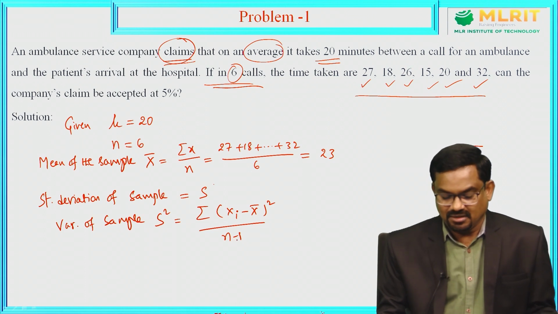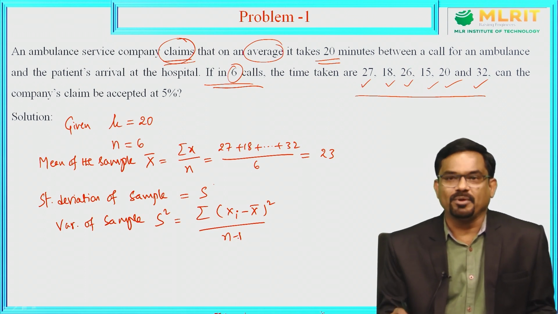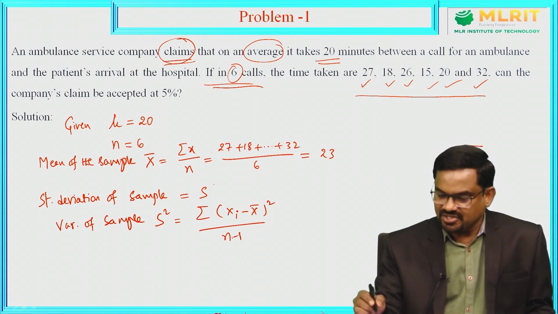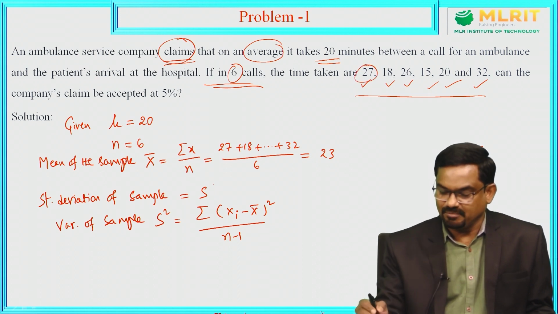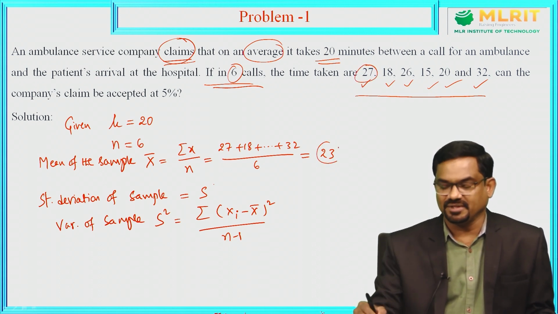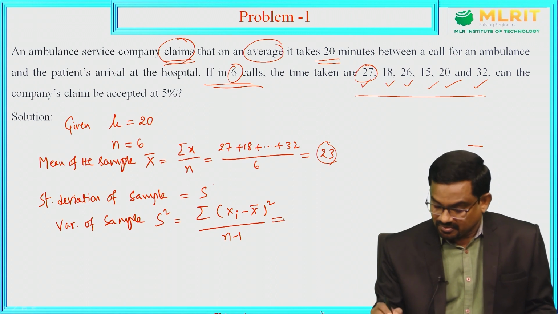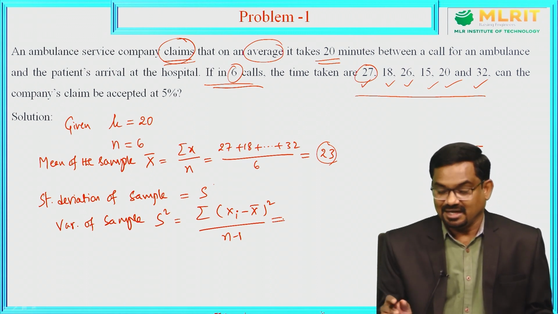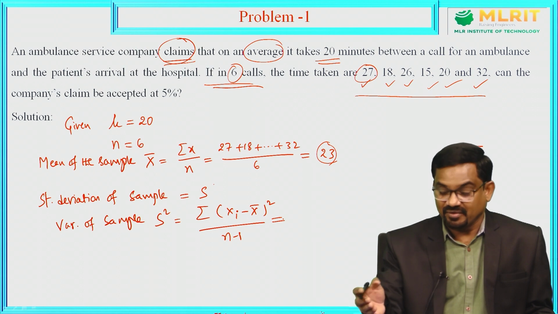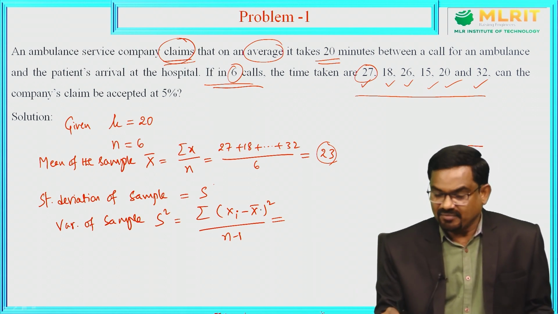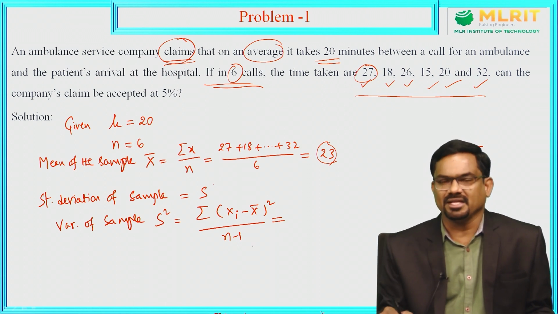and for the formula to find the variance of the population, in the denominator we use the size of the population, capital N itself. So here, for each individual value, 27 minus x bar, the mean of the sample, which is 23, so (27 minus 23) whole square plus (18 minus 23) whole square, and so on. So the variance calculates the difference between the actual value and the mean of that sample.